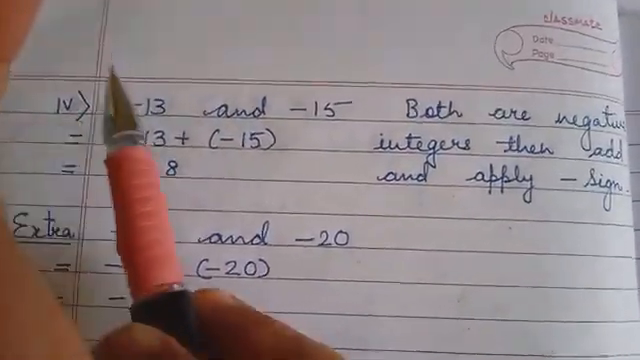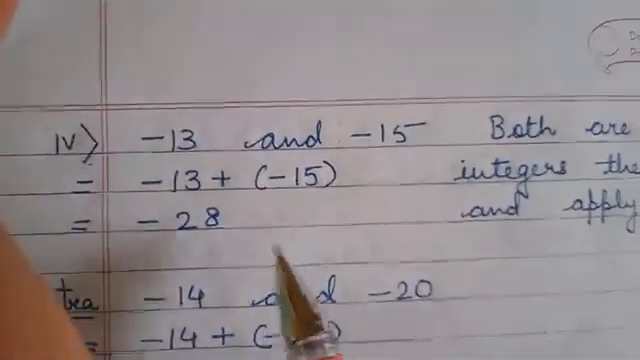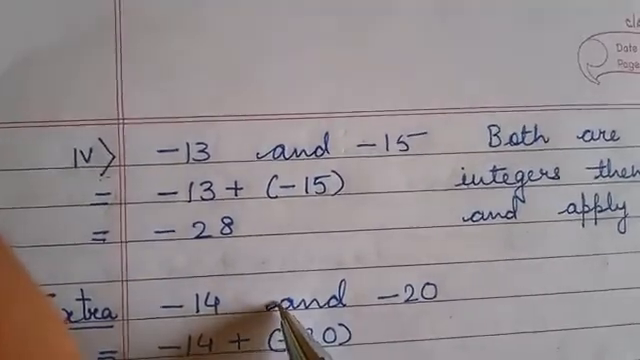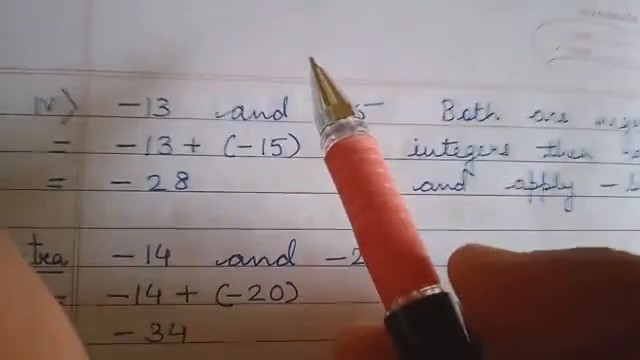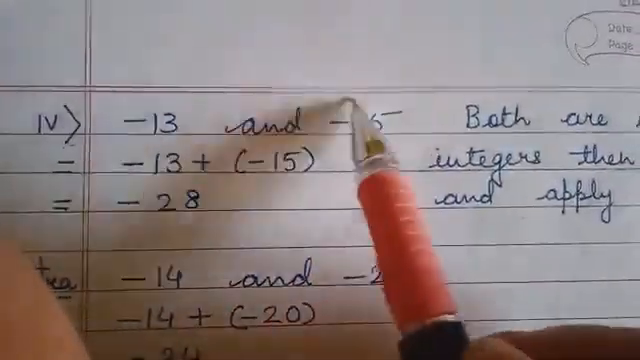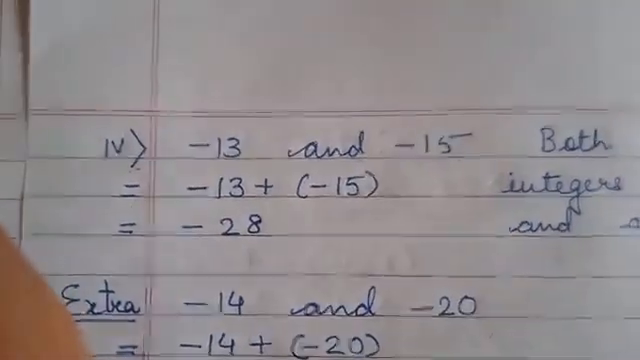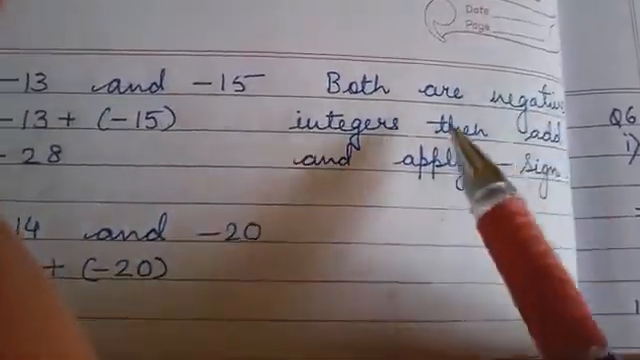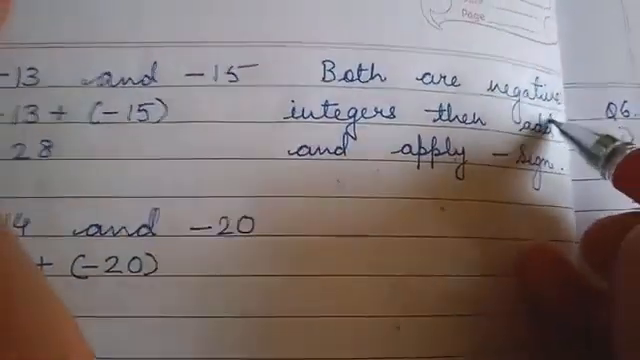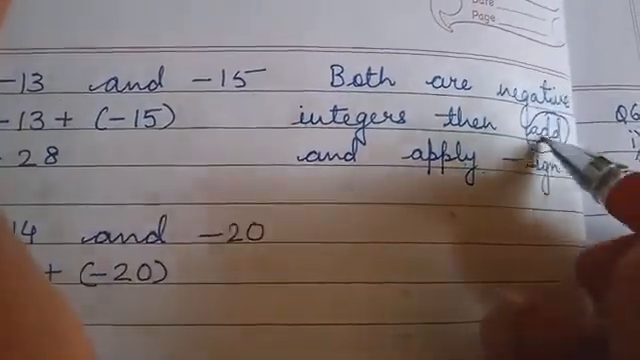So fourth one. Now here the type has changed. Till now we had seen that any one integer was negative, so we were subtracting and applying the sign of the greater integer. Now in this case the type has changed. Both the integers are minus. Both the integers are negative. Now here the rule will change. What is the rule now? When both the integers are negative, then add and apply the minus sign. These two things are very important.